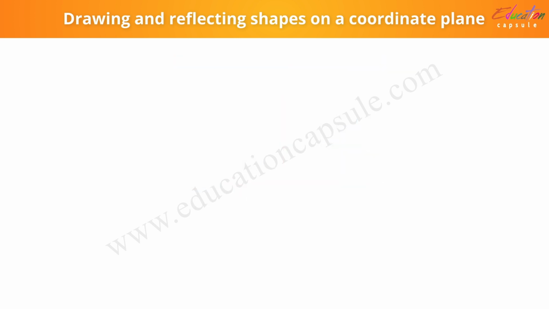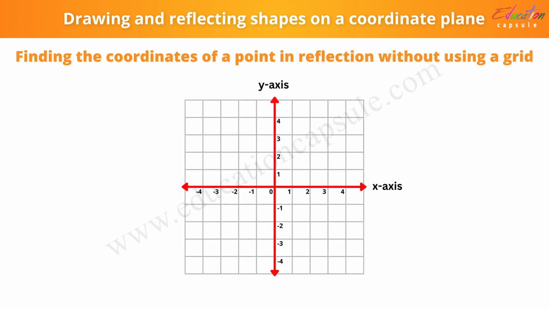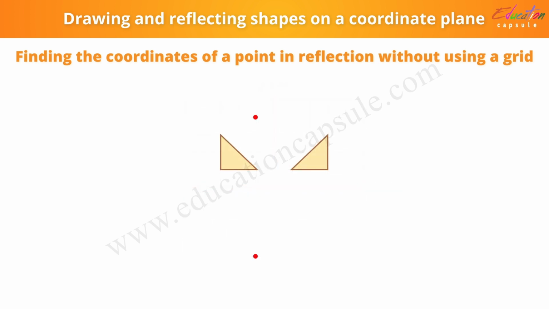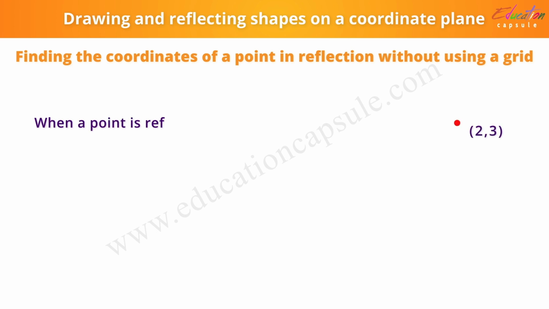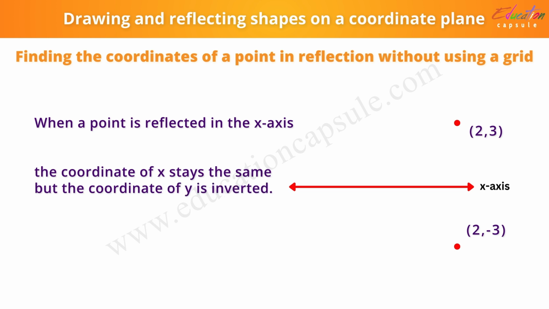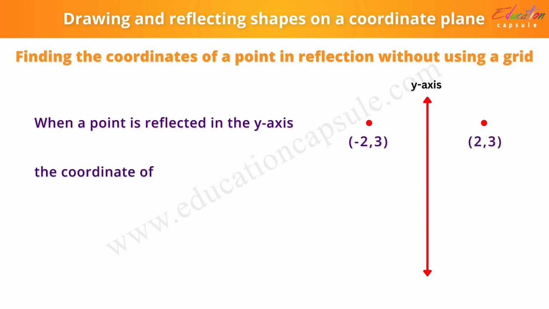Next is finding the coordinates of the point in reflection without using a grid. We can find the coordinates of a point or a shape after it has been reflected without using a grid. When a point is reflected in the x-axis, the coordinate of x stays the same, but the coordinate of y is inverted. Whereas when the point is reflected in the y-axis, the coordinate of y stays the same, but the coordinate of x is inverted.